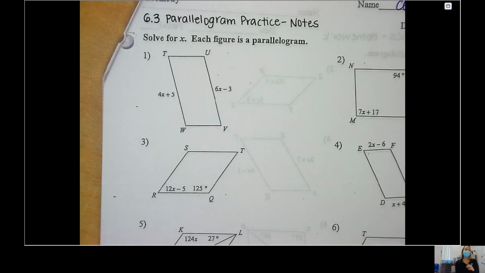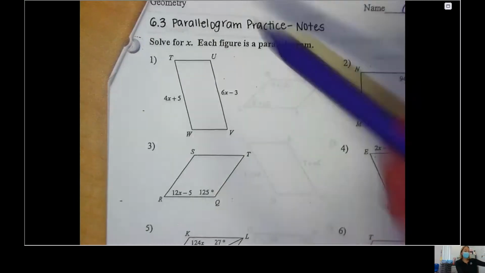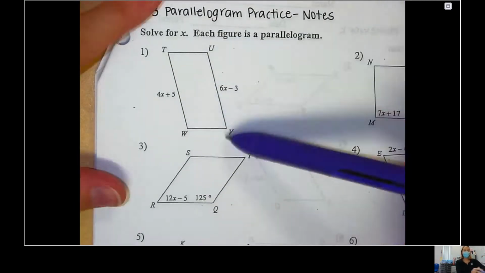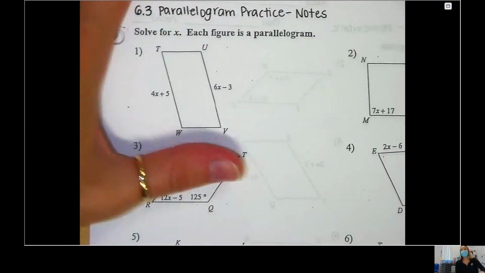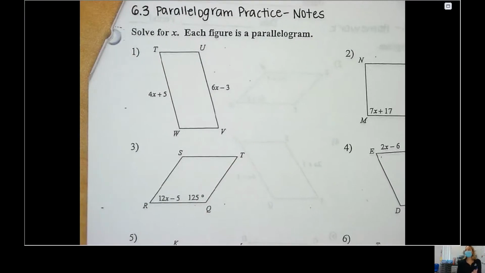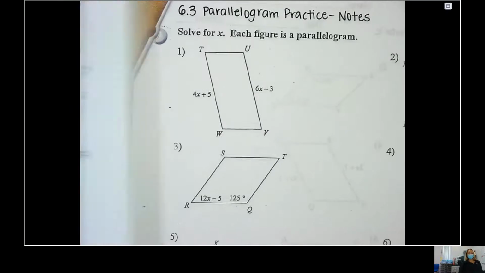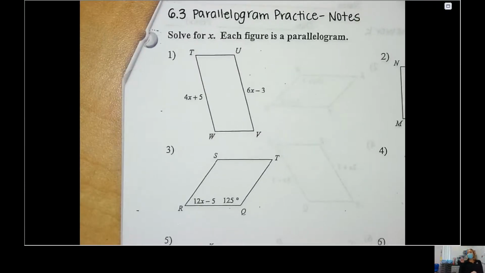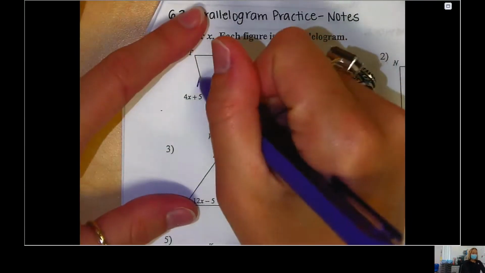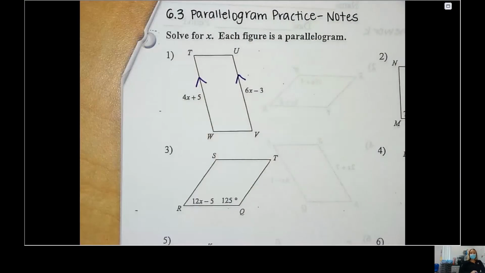So let's start. Take a look at number 1. You're given two side lengths, TW and UV. What do you know about those two side lengths? Look at your picture. They're parallel to each other, so I'm going to mark that. What else do you know about these two side lengths?